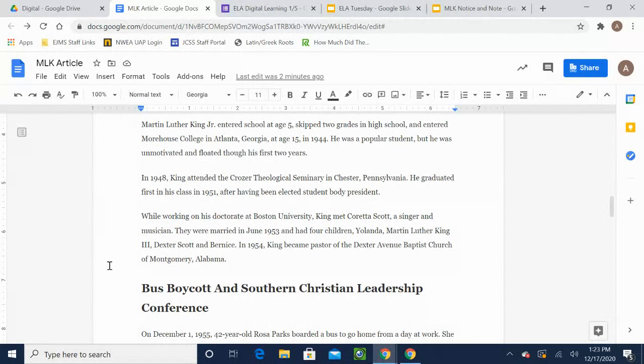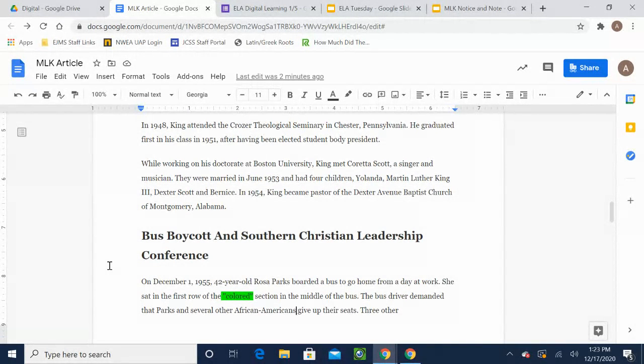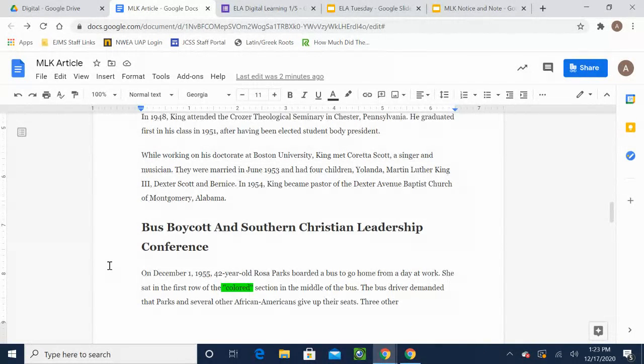He was a popular student, but he was unmotivated and floated through his first 2 years. In 1948, King attended the Crozer Theological Seminary in Chester, Pennsylvania. He graduated first in his class in 1951 after having been elected student body president. While working on his doctorate at Boston University, King met Coretta Scott, a singer and musician. They were married in June 1953 and had 4 children, Yolanda, Martin Luther King III, Dexter Scott, and Bernice. In 1954, King became pastor of the Dexter Avenue Baptist Church of Montgomery, Alabama.